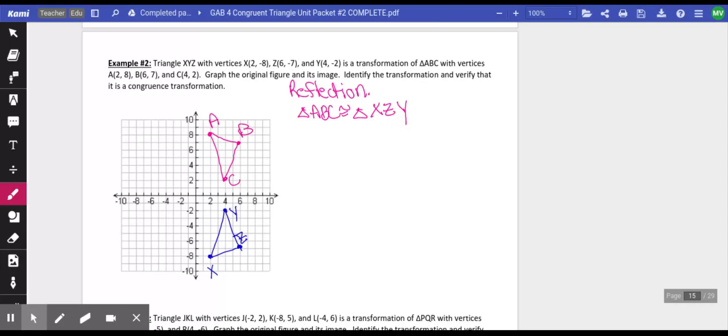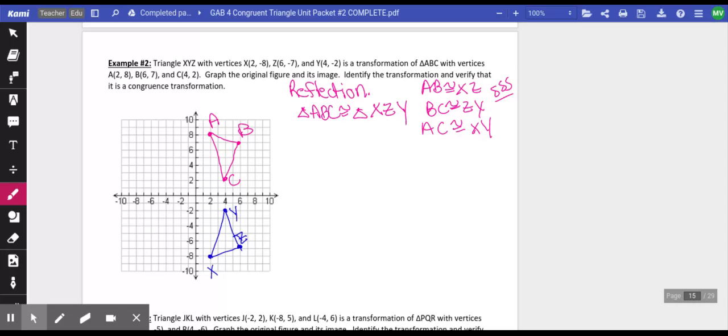Now, in order for these to truly be congruent, I have to verify that all the sides are congruent. It's the only thing I can do on graph paper. So in order for these to be congruent, I need AB congruent to XZ, BC congruent to ZY, and AC congruent to XY. And on graph paper, we're always using side, side, side.